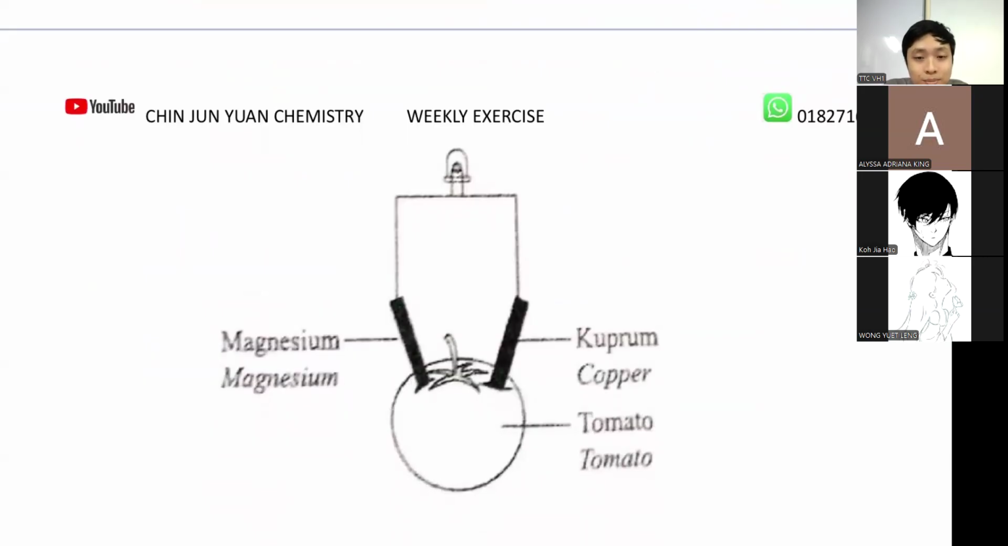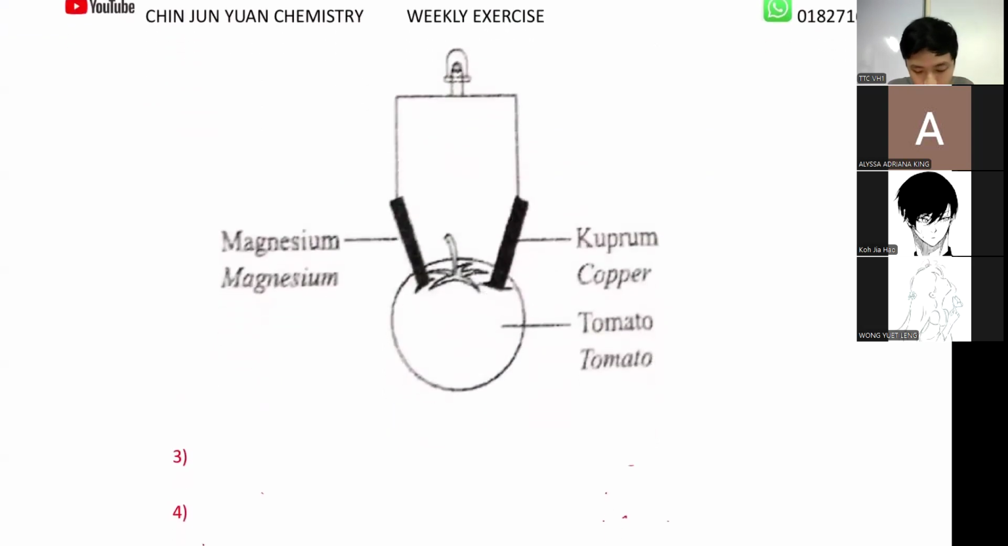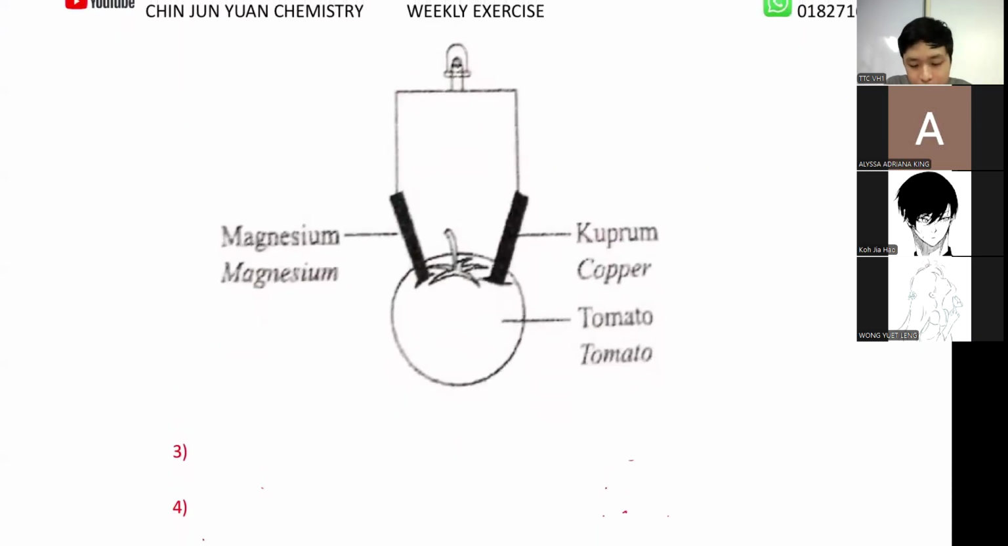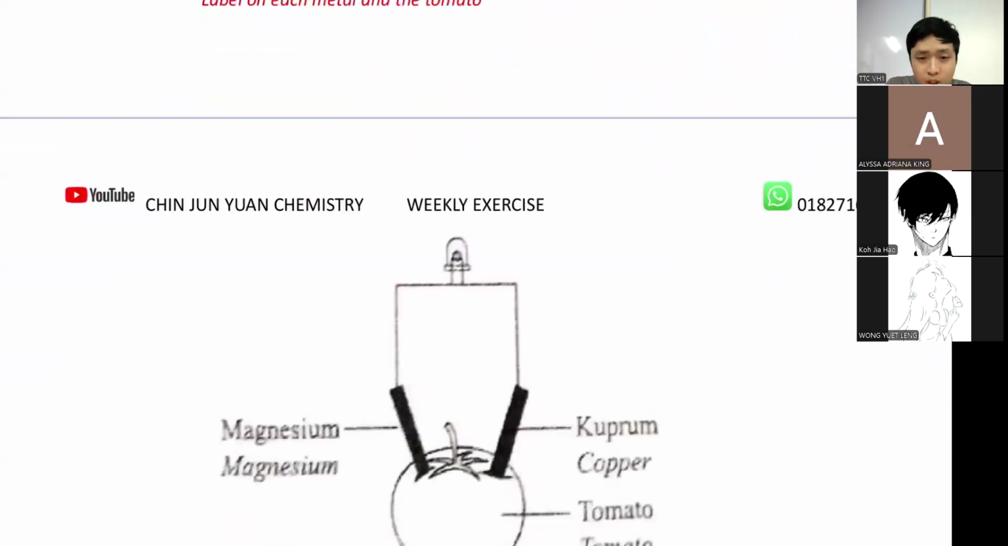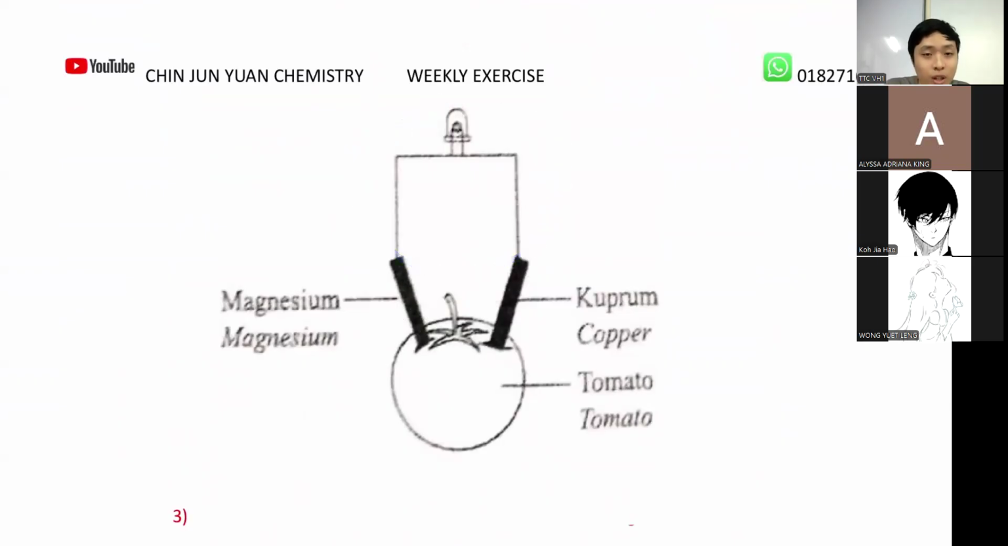It looks something like this. It means your tomato is your electrolyte. I saw this question a few times, a little bit interesting. Drawing is 2 marks. They ask you to draw a voltaic cell, but no electrolyte. So you use tomato as your electrolyte.